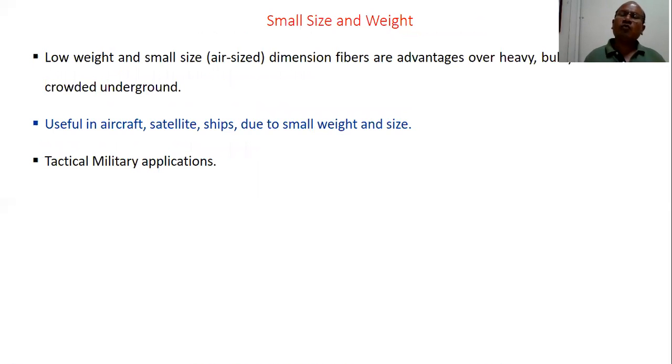Small size and weight. You can imagine, you use an optical mouse and you just see that cable. What is the size and weight of the cable? It's not much. So when you compare a fiber optic cable with a copper cable, the size is less and the weight is also smaller. It's not that bulky and heavy. Low weight and small size are advantages of fibers for heavy bulk and different applications.